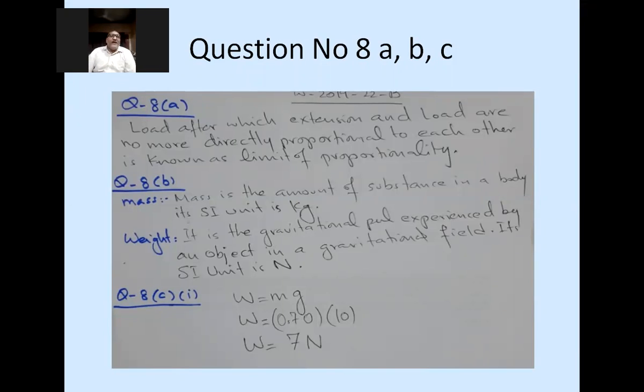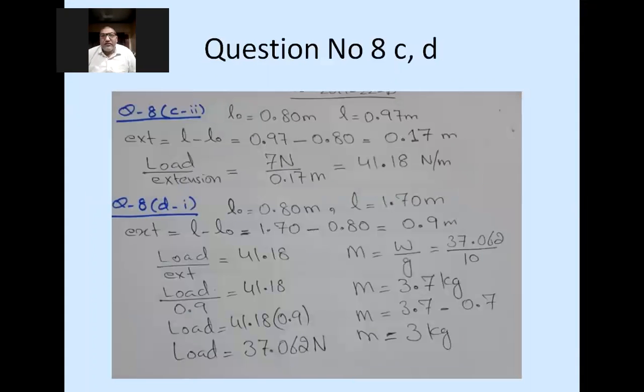So weight is W equals mg. W is equal to 0.70 kg multiplied by 10. So weight will be 7 Newton. Simple 1 mark numeric.